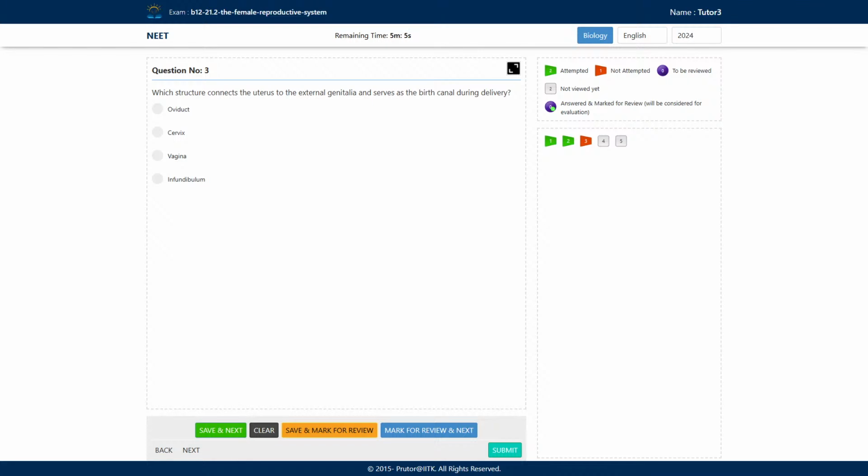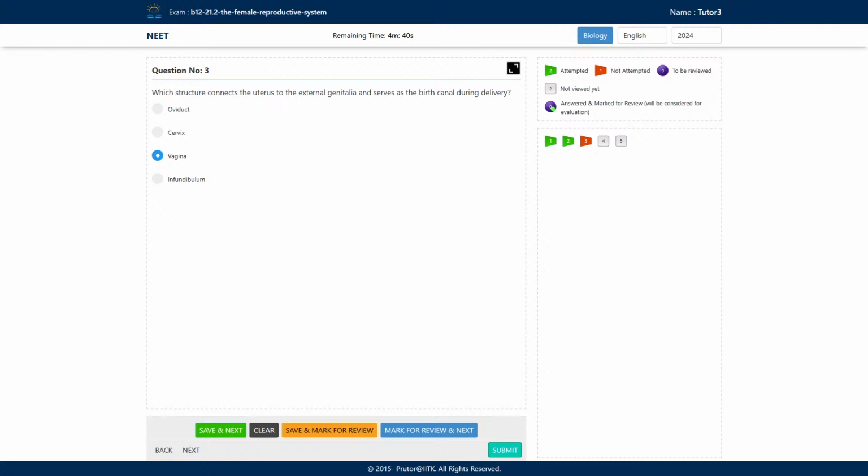So let's have a look at the answer here. Answer will be option number C, vagina. Okay, so you might get confused between option number B and C here. So option number B is cervix. Option number C is vagina. Obviously, the answer won't be oviduct and infundibulum. Oviduct is the fallopian tube and infundibulum is one of the parts of the fallopian tube.